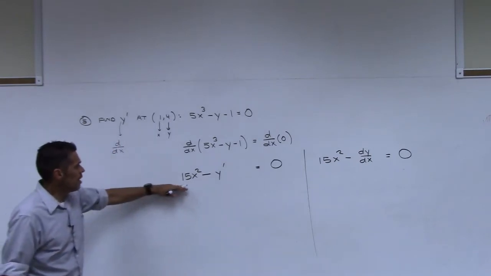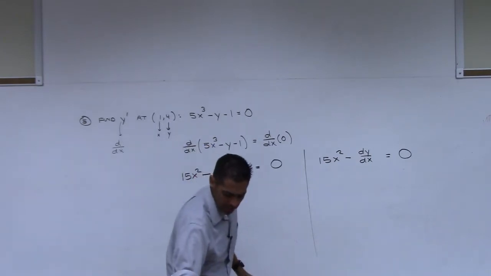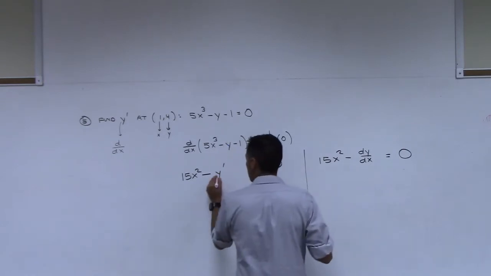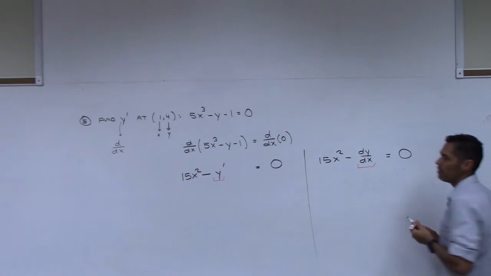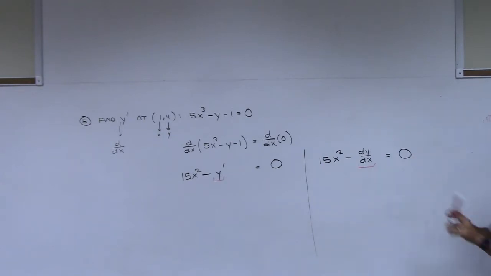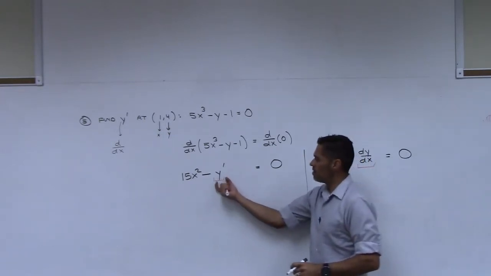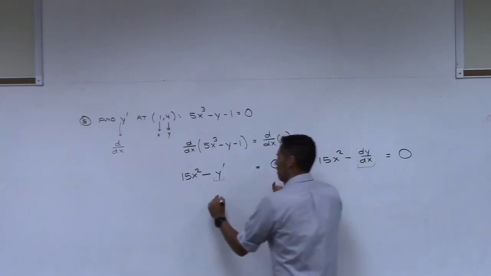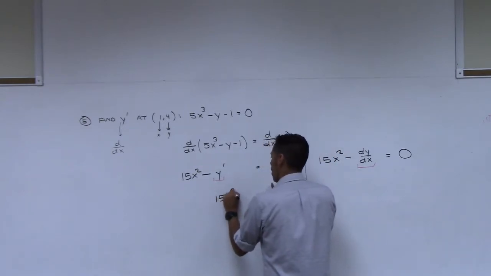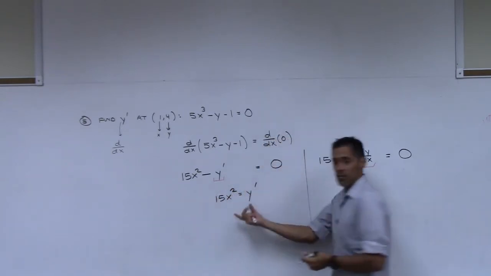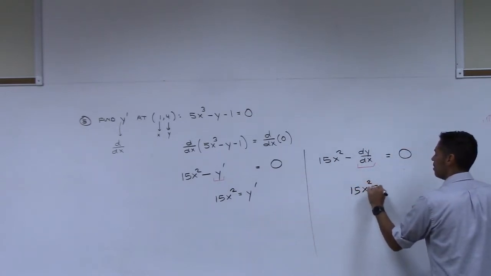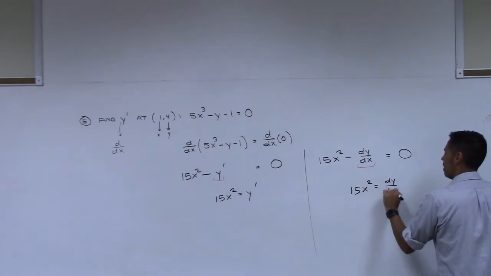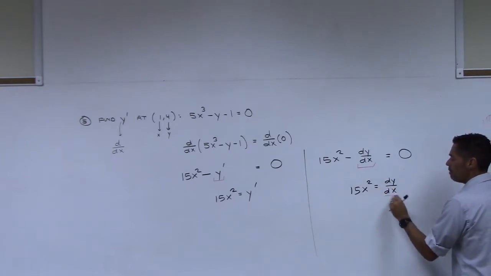So let's look at this equation. I'm trying to solve for y prime. So I'm trying to get this by itself. So why don't I just move some things around first? Why don't I move this to the other side and make it 15x squared equals y prime? Is that true? If you did it over here, it'd be 15x squared equals dy dx. So this is what we're trying to solve for.